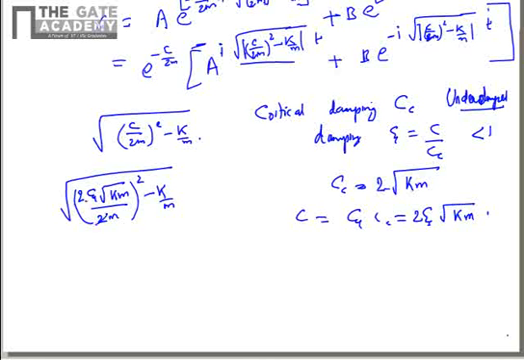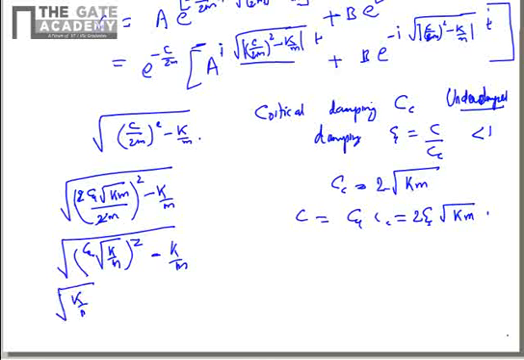So here the 2 and 2 get cancelled out, and square root of m with the m, you will get square root of m in the denominator. You will get ζ square root of k by m whole square minus k by m. Square root of k by m whole square becomes k by m, and if we take k by m common outside, we get square root of k by m common outside, and we get square root of ζ square minus 1.